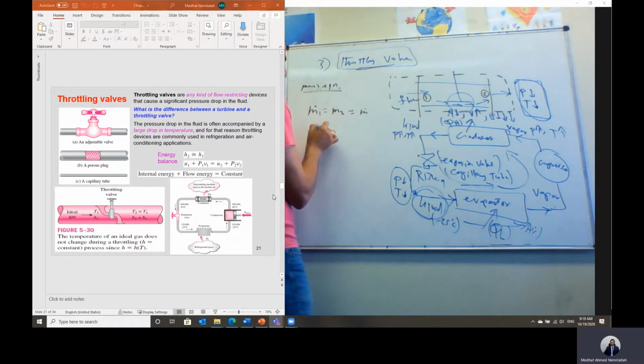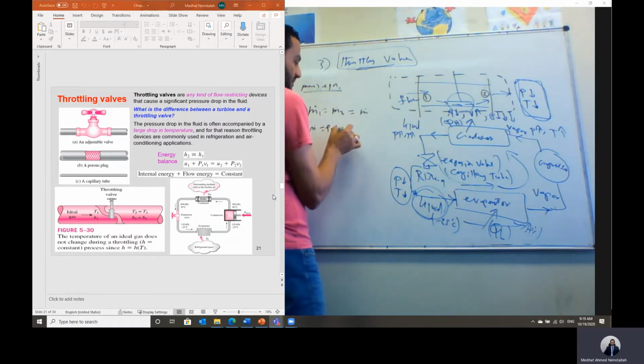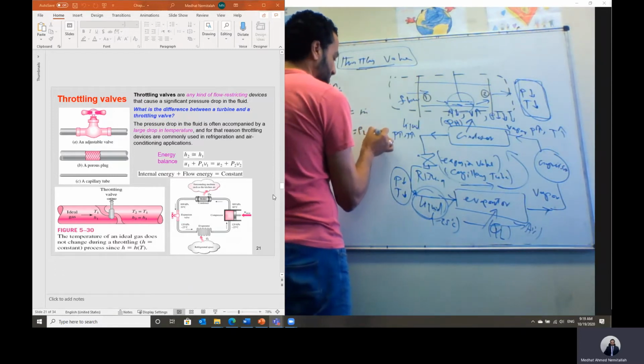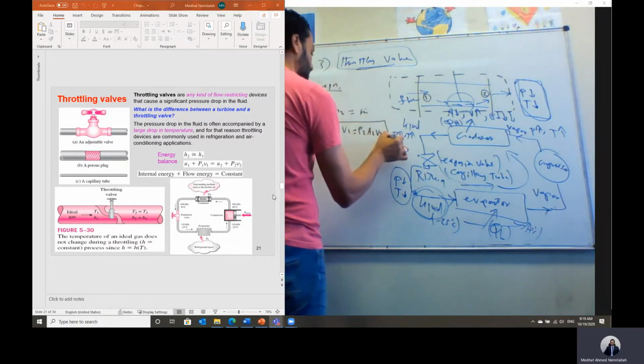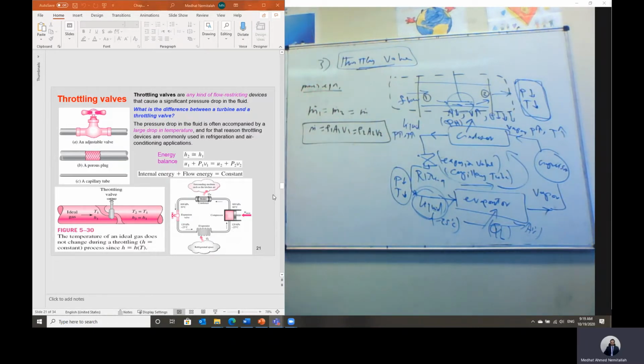So in this case, m dot will equal density rho 1 A1 V1, same as at the outlet section rho 2 A2 multiplied by the velocity V2. Okay. But this is the mass equation.